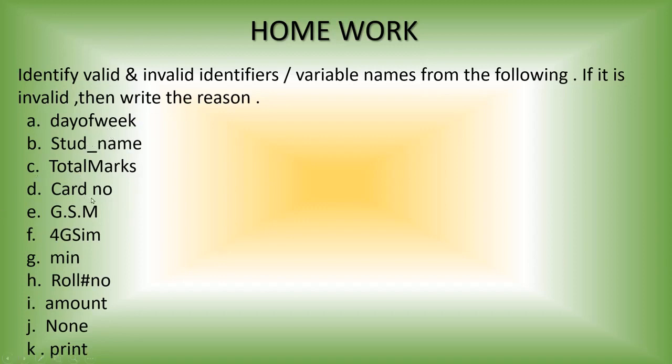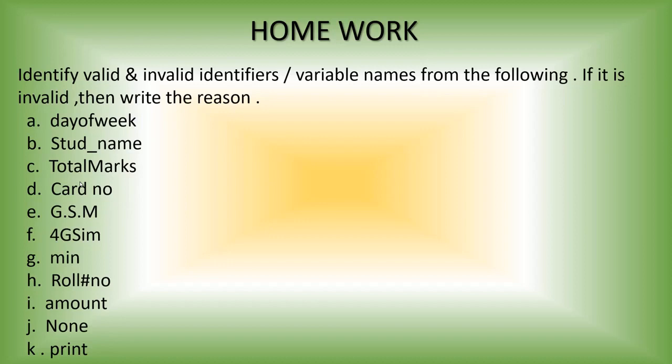Card number: there is a space between card and number. That means it is invalid. You have to write the reason as: variable name should not accept a space. In the given example, a space is given, so it is an invalid identifier. The next one, GSM, in between I used a full stop. What we studied is that a variable name will accept only alphabets, digits and underscore, no other character. So that is invalid because you used a full stop in between. No special characters are allowed in an identifier or variable name.